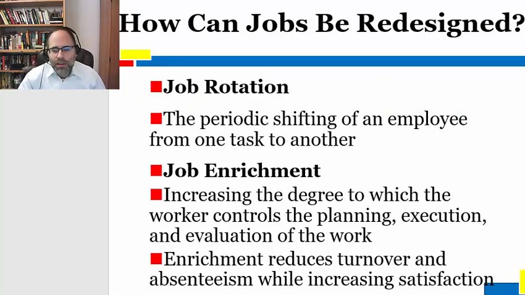Now that we have these concepts down, let's take a look at how to actually redesign jobs to establish or increase all of these five factors: task identity, task significance, feedback, autonomy, and skill variety. We're going to look at actual mechanisms by which to increase these. You can use job rotation, which is shifting an employee from one task to another. That obviously increases a few of these. It increases the variety for the person.